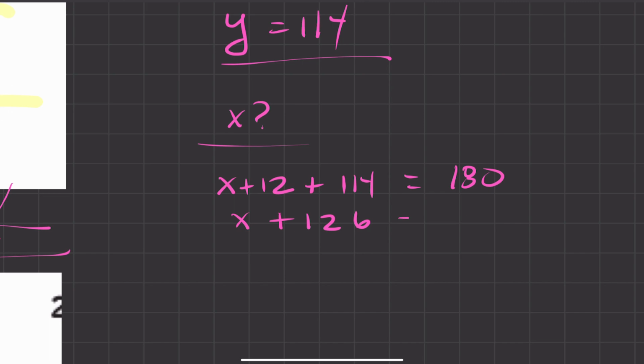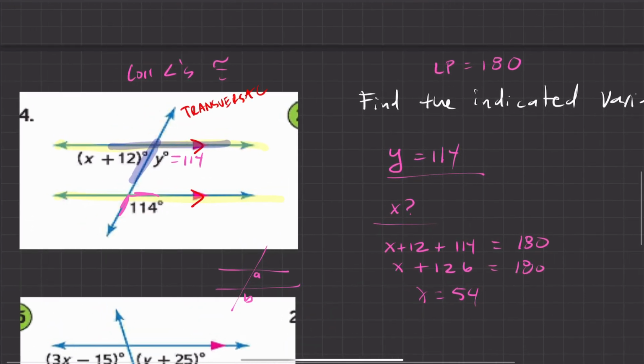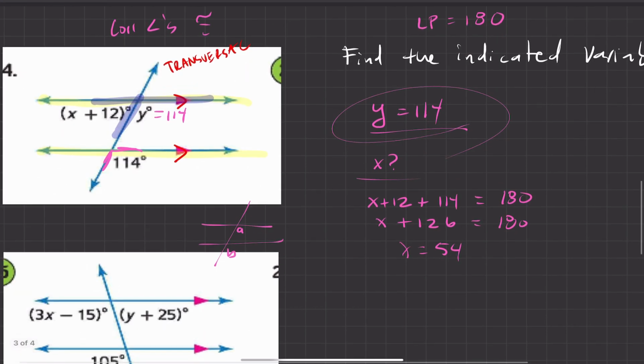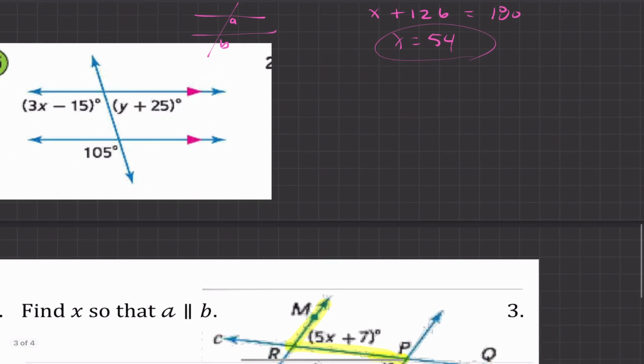And then I set that equal to 180, and then I'm going to solve for x. So 180 minus 126, that is 54. Okay, so that's all. I found what y is, and I know what x is. That's all I have to do. Be careful. Make sure that you are taking a look at those linear pairs, if any. Just make sure that you are looking for those linear pairs, if any.